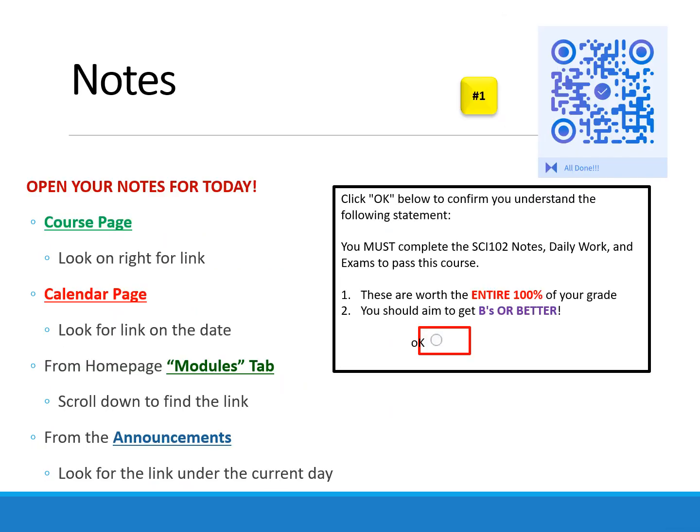So make sure your notes are open and you have clicked OK on question number 1, just confirming that you understand that in the summer term, 100% of your grade is dependent on these notes and the exams that we complete in class.